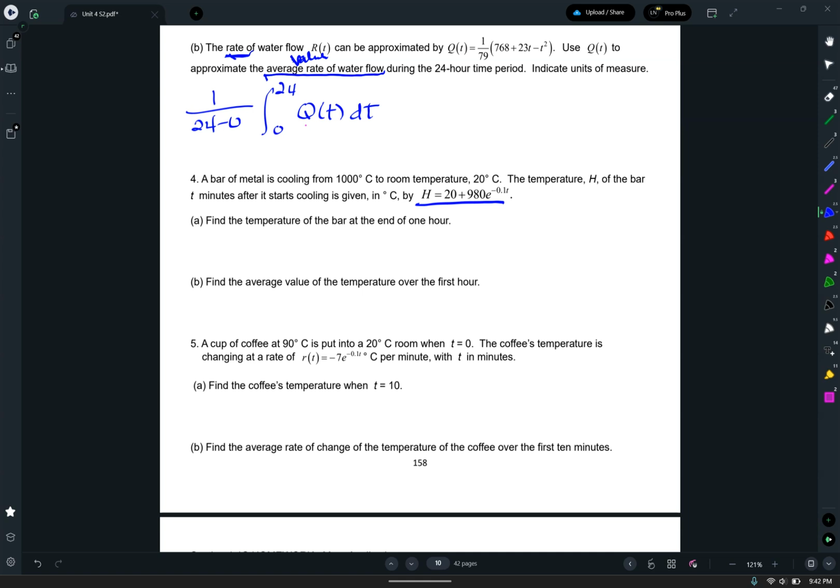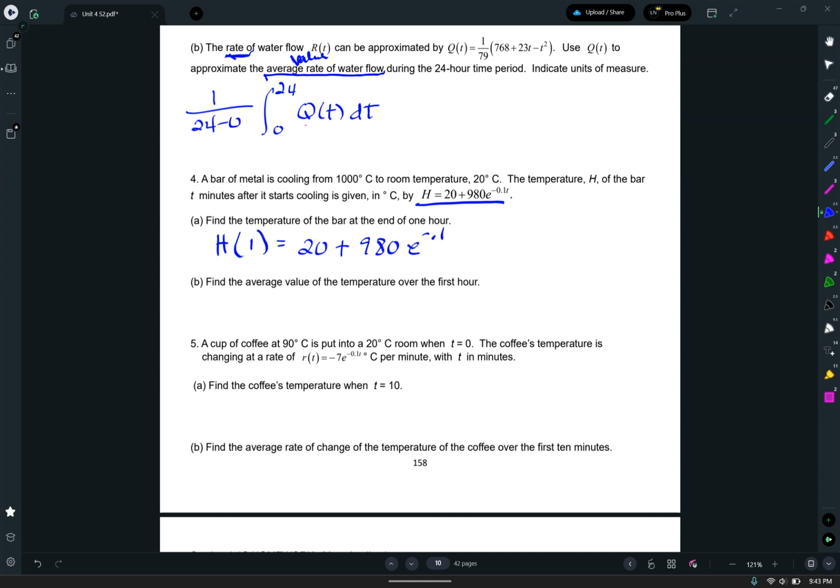So on letter A, when it says find the temperature of the bar, that just means find the value of the H function, and then it says at the end of 1 hour, meaning when t equals 1. So the notation would be, I just want to know what is H of 1. I'm not integrating H. I just want to plug 1 into H. So in other words, it's going to be 20 plus 980 times E. If I put in a 1 for t, it's going to be E to the negative 0.1. And again, you can put that in your calculator and see what you get.